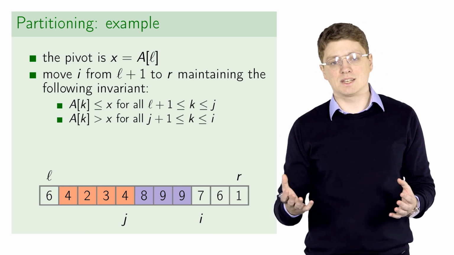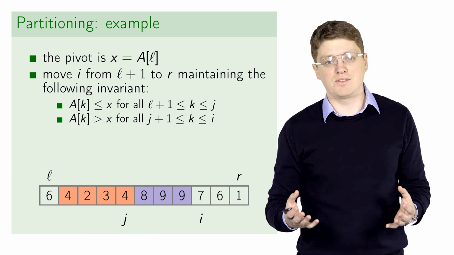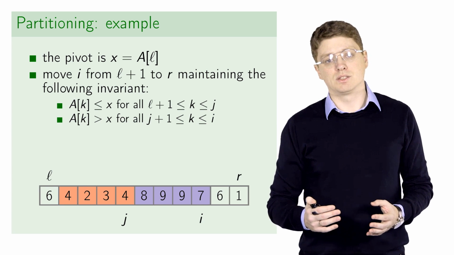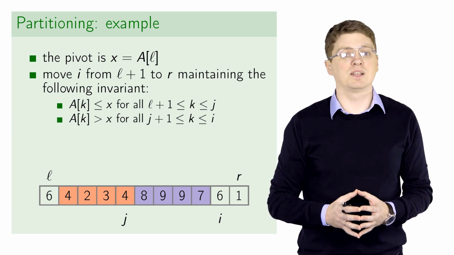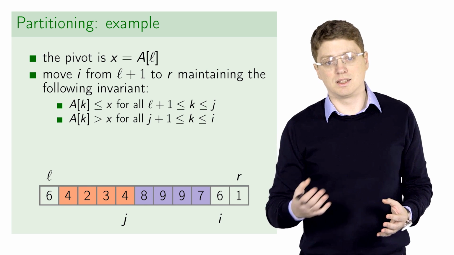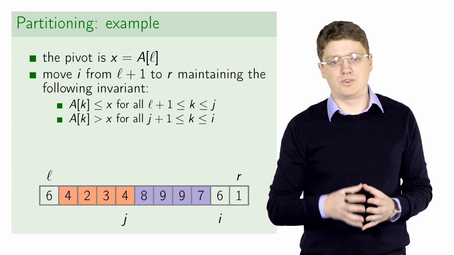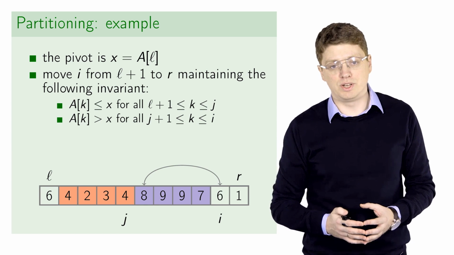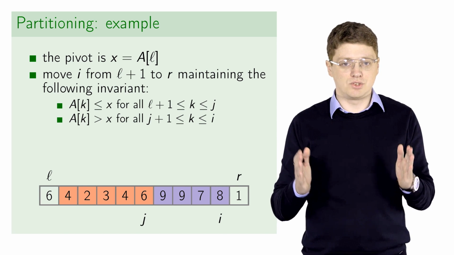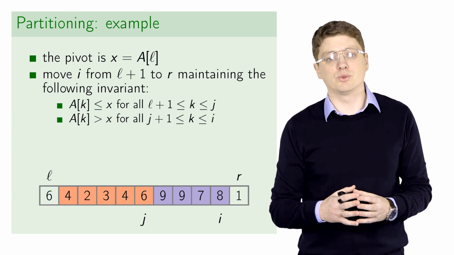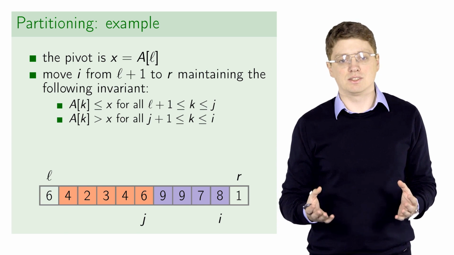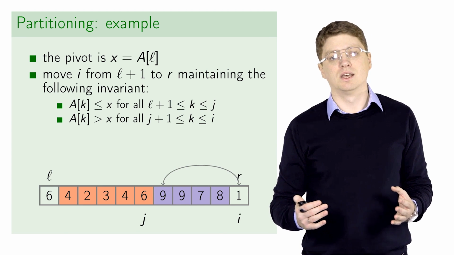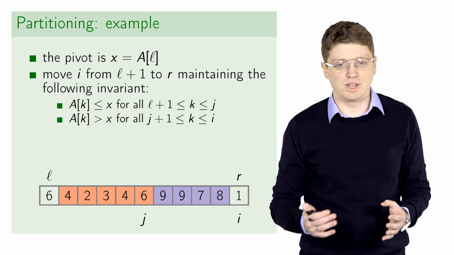Then we move I to the next element, so we discover element 7, which is greater than 6, which means that we can just extend the blue region. Then we discover another element, which is 6. 6 is at most 6, and this is actually equal to 6, so we need to move it to the red region. Again, we swap it with the first element of the blue region, and then we extend the red region. I mean, we increase G to reflect the fact that the red region has just been extended. Then we discover another element, which is at most 6. We move it to the end of the red region.